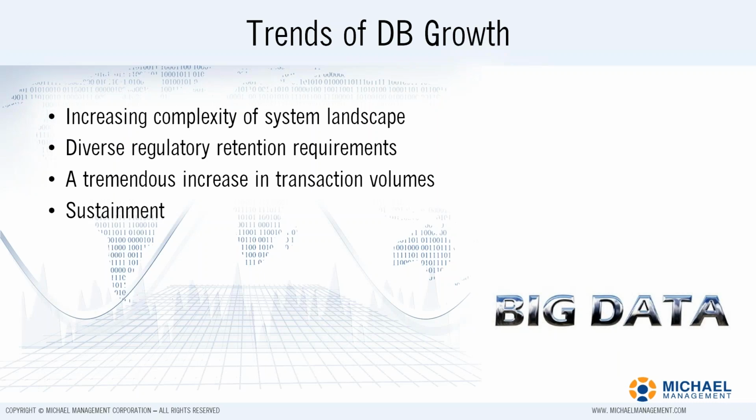Okay, so trends of database growth. Large global corporations especially tend to have a very complex system landscape. There can be upstream systems, downstream systems, sales order systems feeding the environment, transportation management systems that are external to SAP. And there's a lot of interchanges between these systems. There's also diverse regulatory retention requirements. So depending on what type of industry you're in, and also what country you have operations in, it can get pretty complex as far as being able to satisfy those requirements.